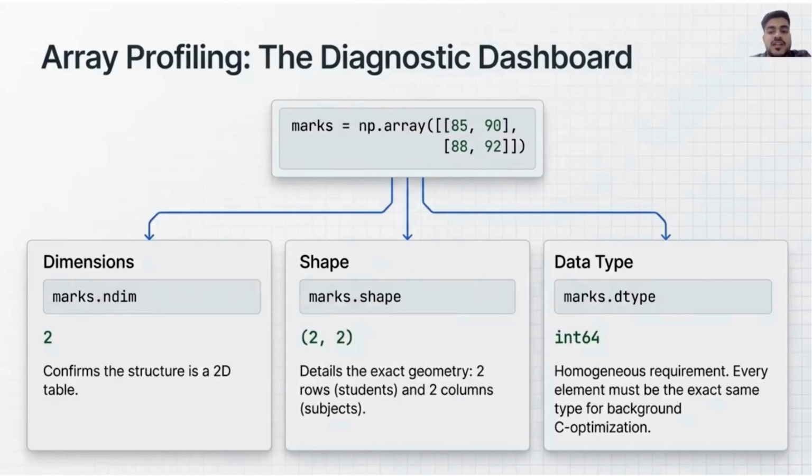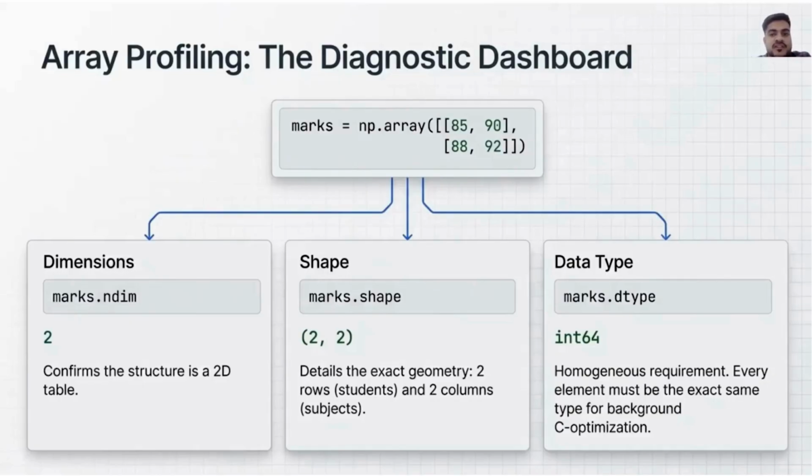Now moving towards the next, we have .dtype to check the data type. Remember, NumPy requires homogeneous data, meaning every element in the array must be the exact same type for the background C optimization to function properly.